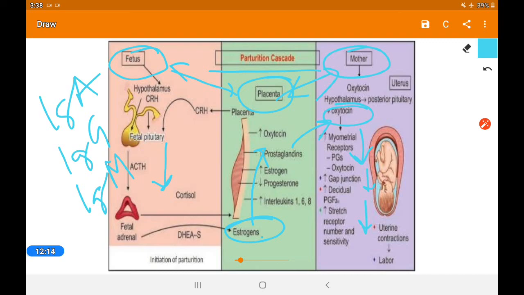So here is the end of this part, the end of this chapter. Next chapter will start with reproductive health, chapter 4.